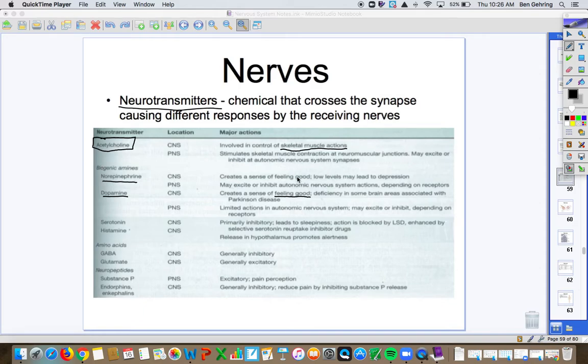And it can control how your body's working. So epinephrine is kind of your fight or flight. Norepinephrine, this brings you back to a normal state. This kind of brings you down from your high, allows your body to get back to normal function. Serotonin is your sleeping hormone. So it's your sleeping neurotransmitter. And then histamine is a pain reliever.